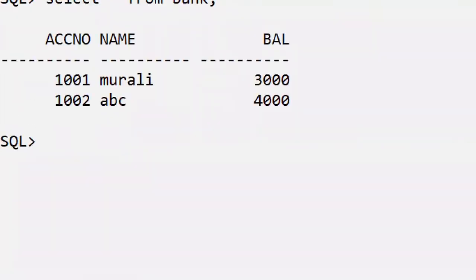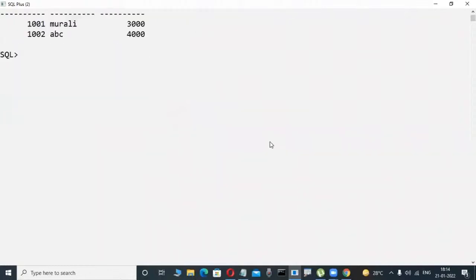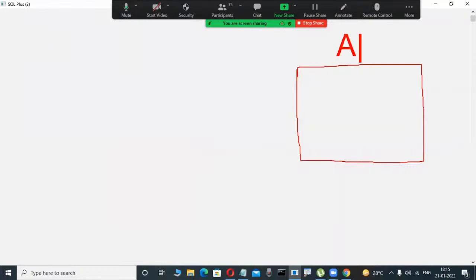Suppose this data, observe it for one minute. 1001 is an account number. My name is Murali, and I'm an account holder. My balance is how much? 3000. My balance is 3000, for example. Now check out the scenario. This is an ATM machine, for example. I'm telling just one scenario. Now, what is my balance in my account? 3000 is the balance.